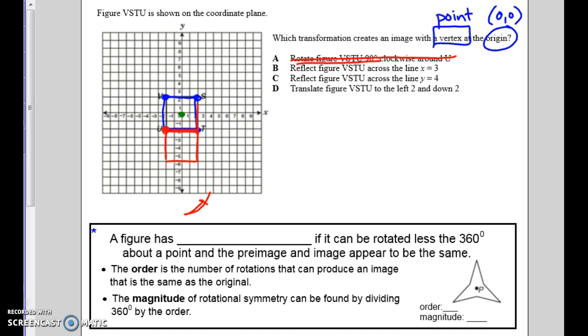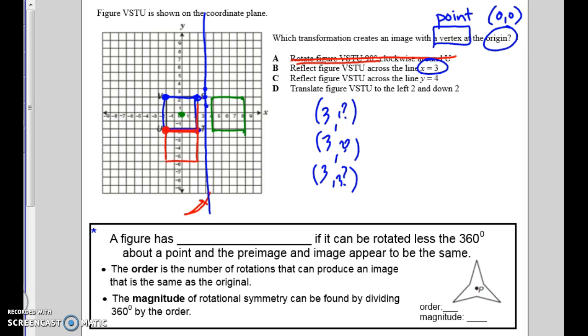Then it says it wanted to cross the line x equals 3. Remember, that's when we create coordinates where the x value is 3. And you could put whatever you want here. In class, I said 1, 2, and 3. So if I graphed 3, 1, 3, 2, and 3, 3, that's this line right here. So if I reflected that image over that line, it would look like this here. Well, again, none of those points landed on that green dot, so that one is not true.